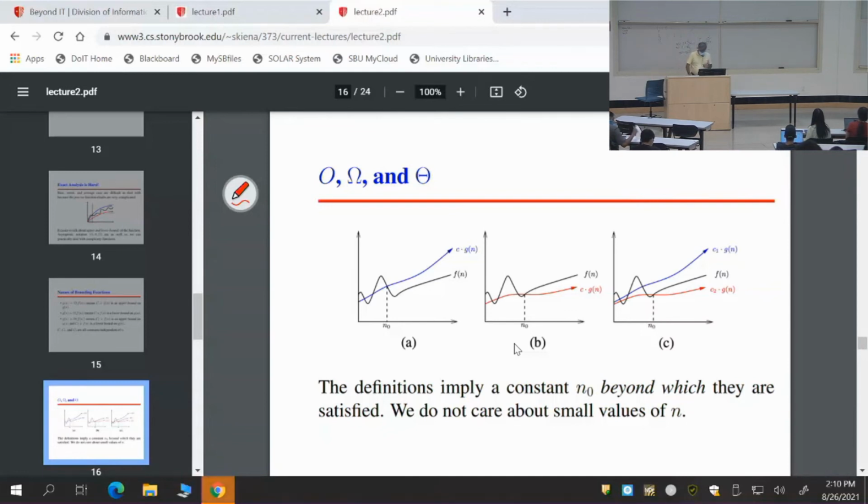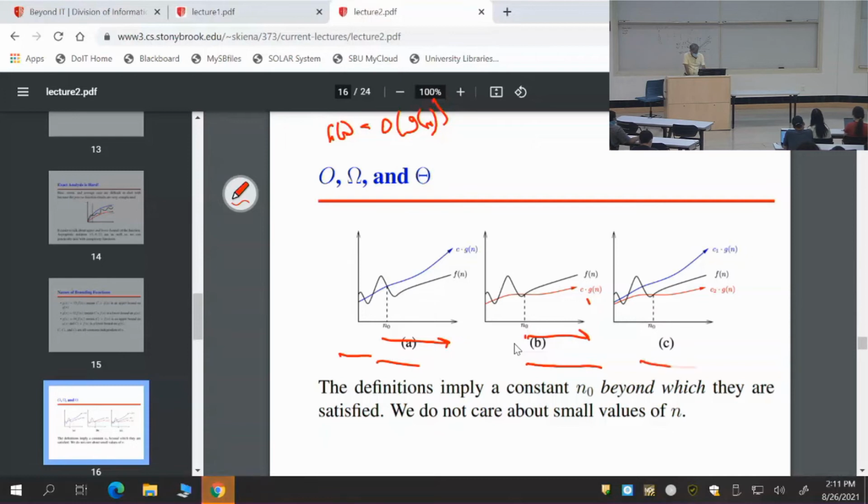What does the big O mean? This is the big O. Okay? What does it mean? We would say that f of n is big O of g of n. Why? This picture shows that once we get past a certain point, g of n is bigger than f of n. In this figure, there is a constant and a starting point beyond which g of n is always less than f of n.